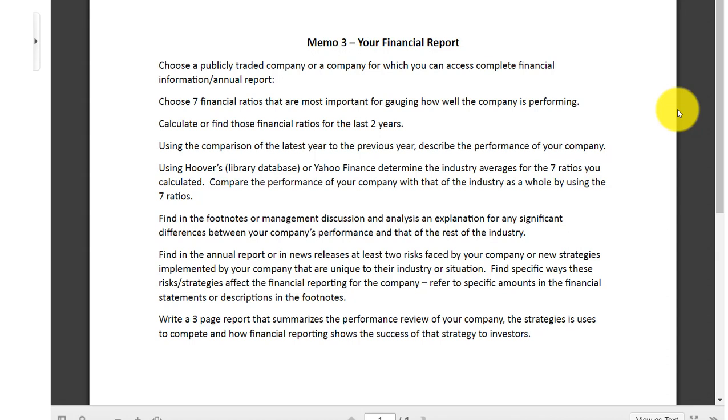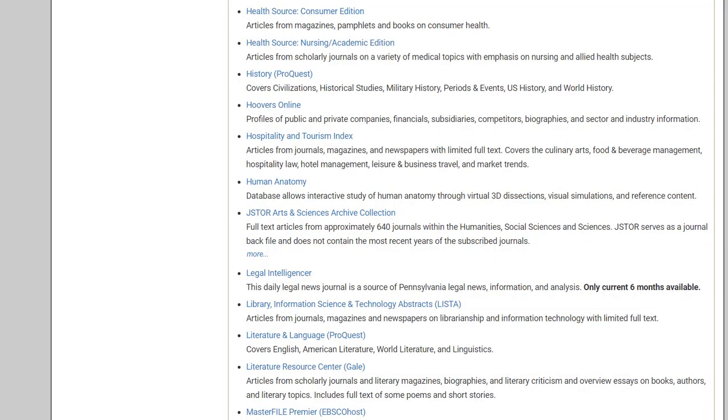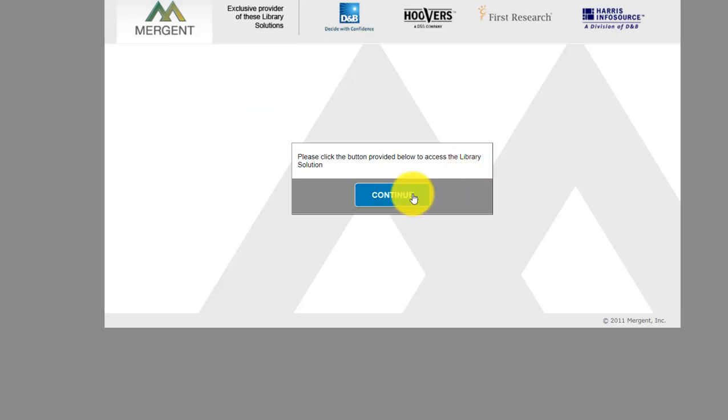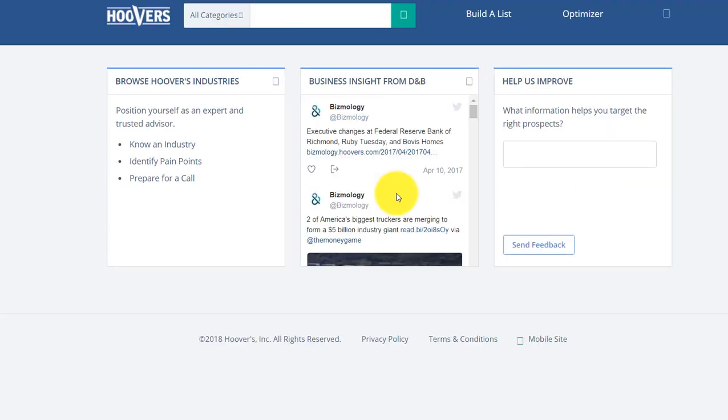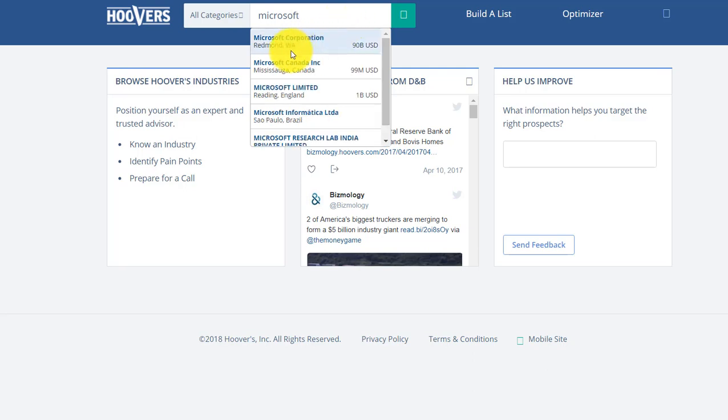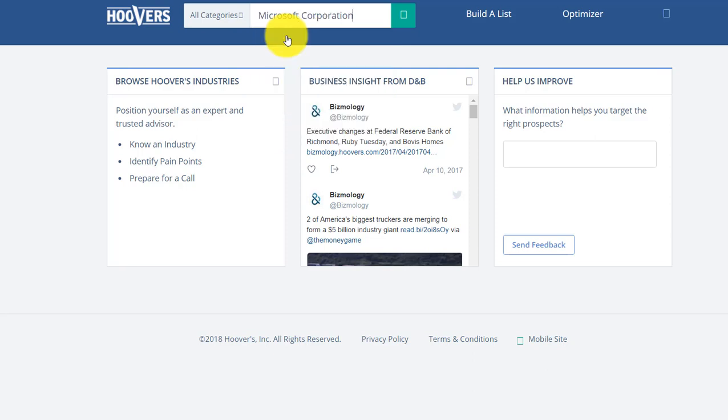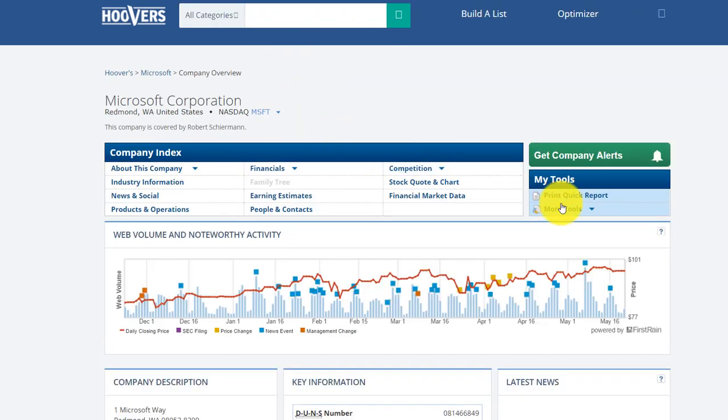Then there are some library databases, and what I suggest is using Hoover's. If you go on the library website and look up the Hoover's database, let me show you what that might look like. So here is the Hoover's online database accessible from the library here at Hack. When you click on that, you're going to be able to search for a company. For instance, if you had chosen Microsoft, and I'm not telling you you should, just giving an example, you should be able to search for that and find it, all right?